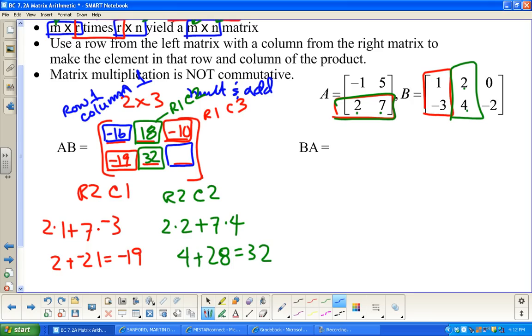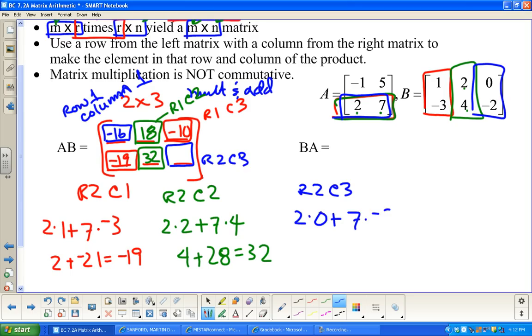Okay, so this is now row 2, column 3. Okay, so row 2, column 3, 2 times 0 plus 7 times -2. So this is 0 plus -14. So -14. Okay, and we're done. That's it. I know that seems like a lot. All right, so that was A times B.